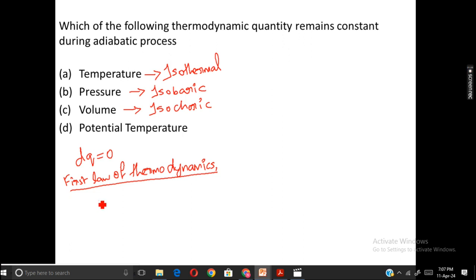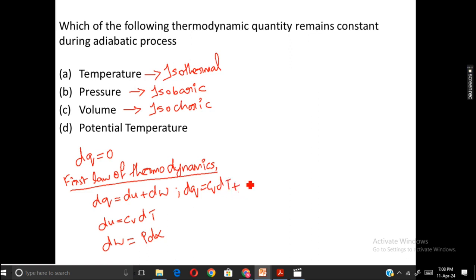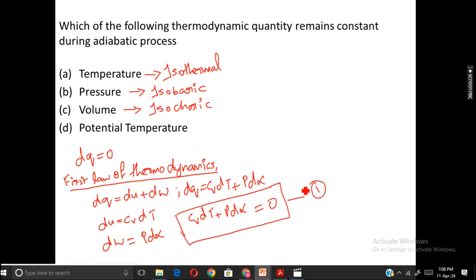So according to the first law of thermodynamics, dQ is dU plus dW. So dU is basically Cv dT, that we already know, and dW is p d alpha. So dQ is Cv dT plus p d alpha. So dQ equal to 0 means Cv dT plus p d alpha is equal to 0. This is what it means basically. So let it be equation number 1.